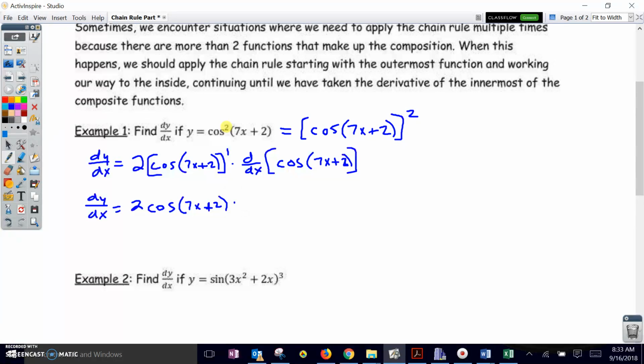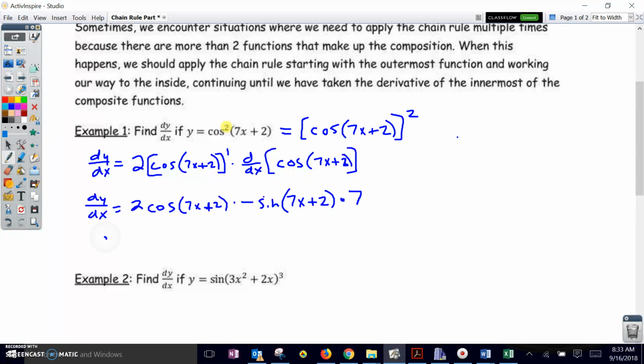And then the derivative of cosine of 7x plus 2, the derivative of cosine is negative sine, so I take the derivative of the outside, leaving the inside the same, times the derivative of the inside, the derivative of 7x plus 2. And I'm not going to go ahead and write another line here since the derivative of 7x plus 2 is pretty easy to find. I'm just going to write that in, and that's 7.